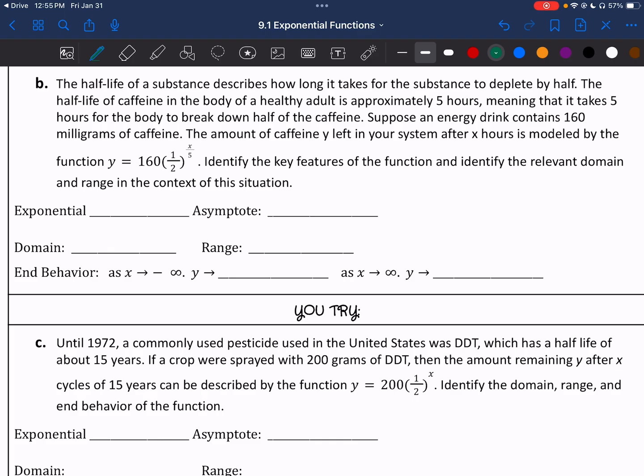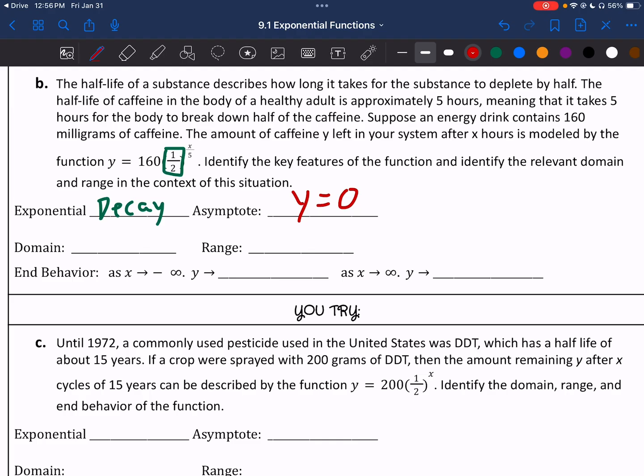Well, if we are getting smaller every time, right, half of it is being depleted, that is exponential decay. And we also see that because we have a fraction that is less than 1 being raised to the power. Our asymptote is still going to be y equals 0. We can't cross over 0. We're not going to get to 0 caffeine. There's always going to be some minute trace of it.